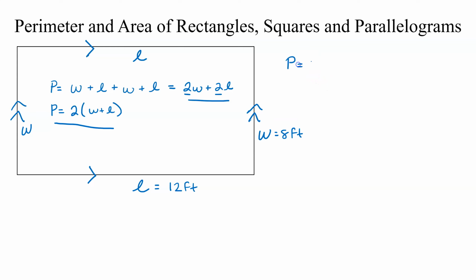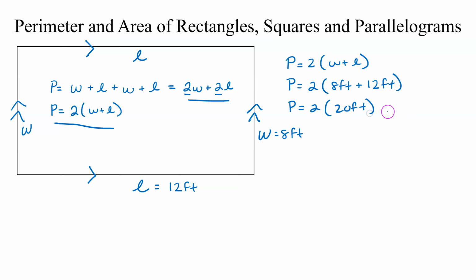So perimeter is 2 width plus length. Our width is 8 feet. Our length is 12 feet. 8 plus 12 is 20 feet. 2 times 20 gives us 40 feet. So the perimeter, the distance all the way around our rectangle, is 40 feet.